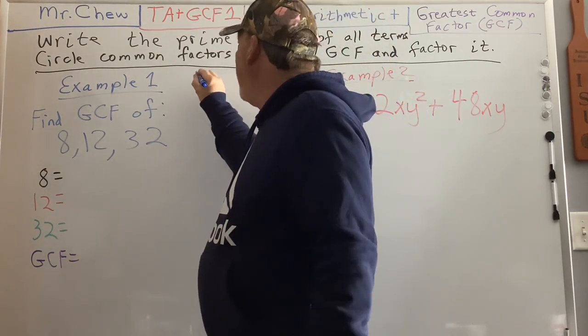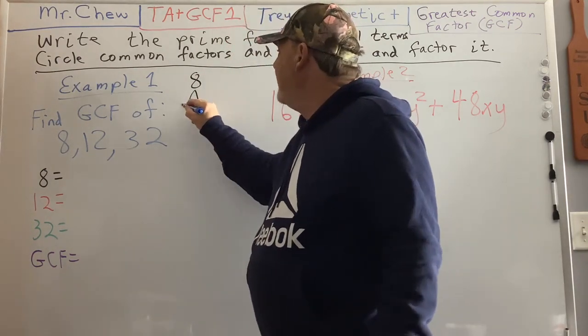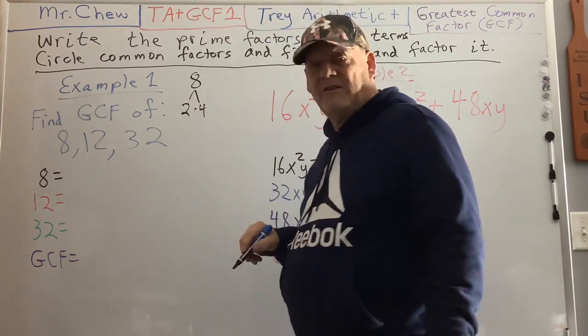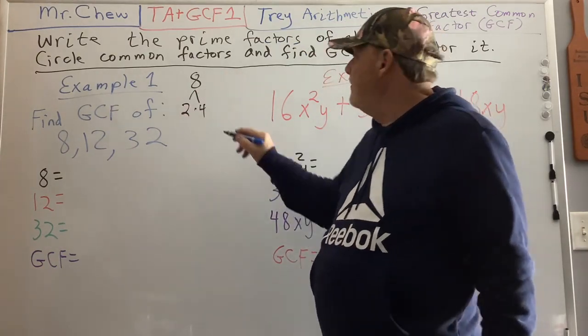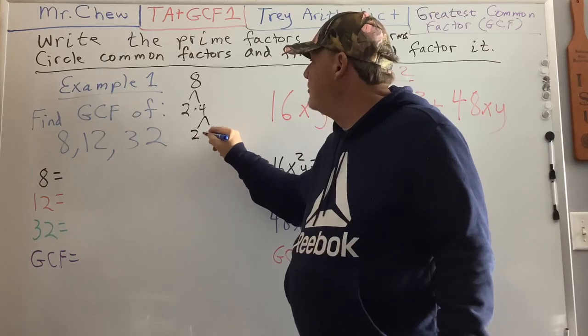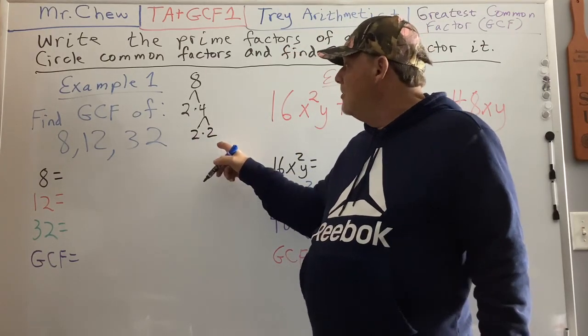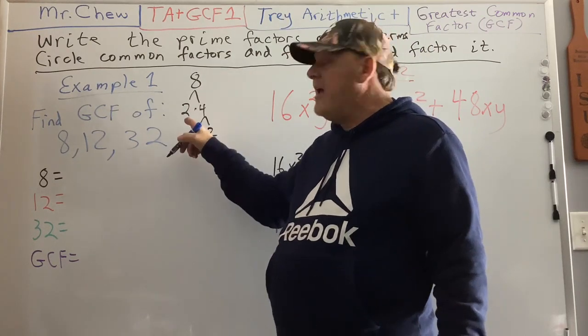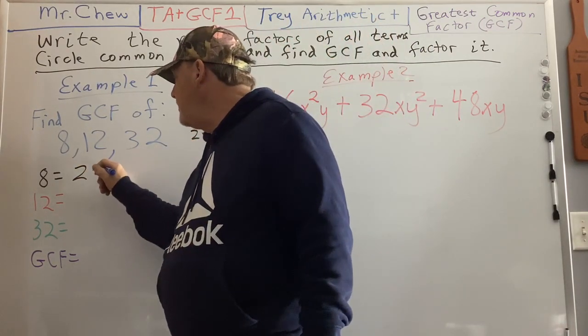I'm going to do it in black, and I write a factor tree. That's 2 times 4 is 8. So I can do 2 times 4 and I get that number up above. And then the 4 is 2 times 2. And there's my 4. So my prime factorization of 8 is 2 times 2 times 2. So I just write that down.